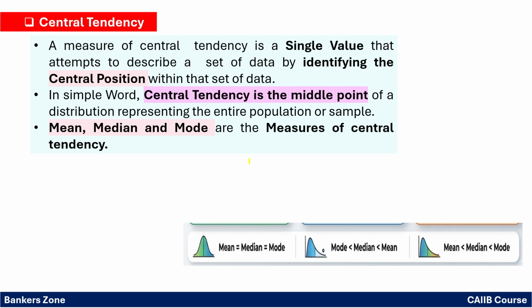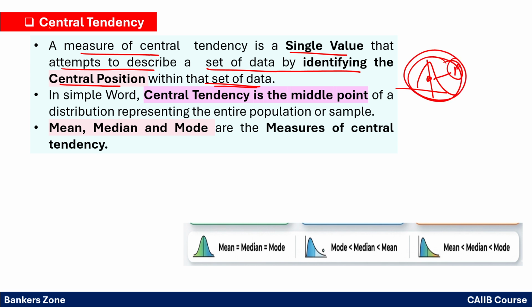Now what is central tendency? A measure of central tendency is a single value that attempts to describe a set of data by identifying the central position within the data set. For example, if you have a lot of data, and you know one point that is able to describe all the data, that is nothing but the central tendency. So in simple words, central tendency is the middle point of the distribution which represents the entire population of the sample. Mean, median and mode are the measures of central tendency.